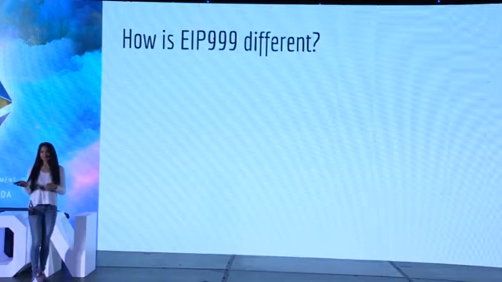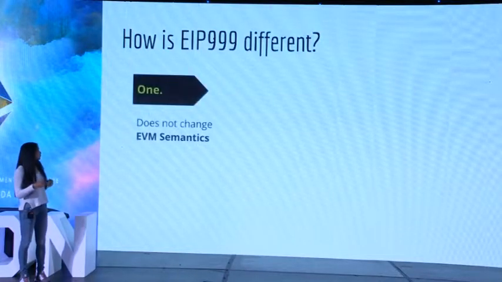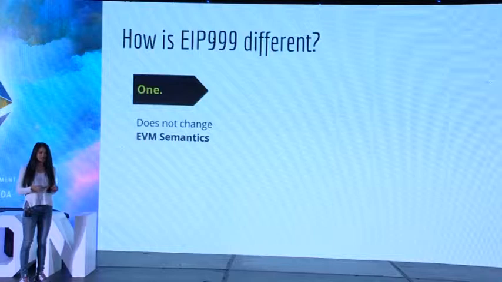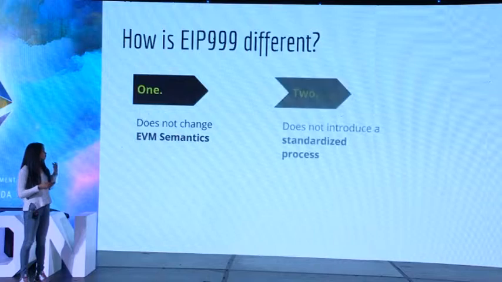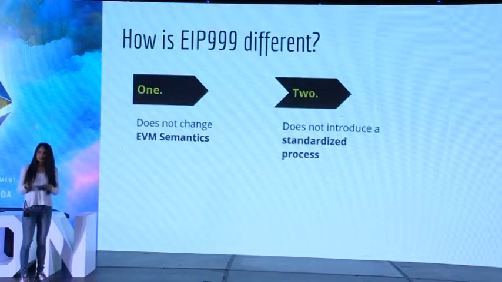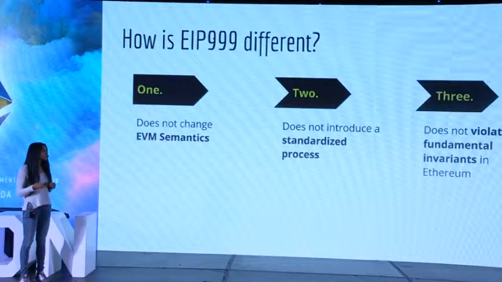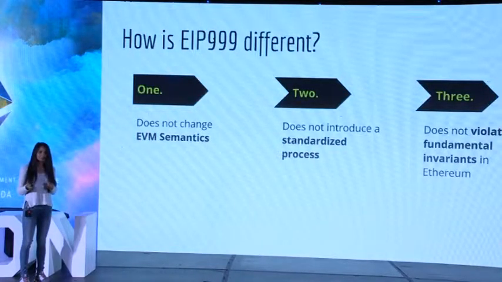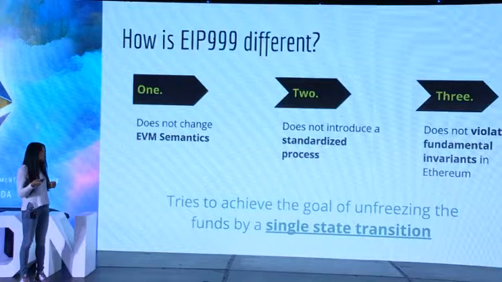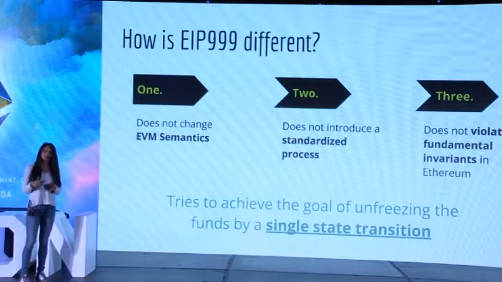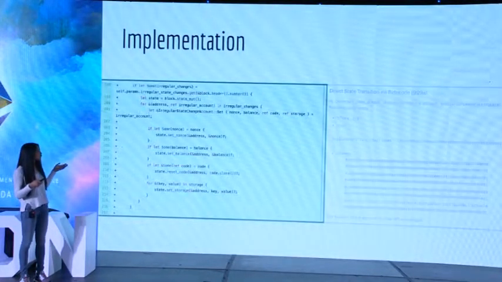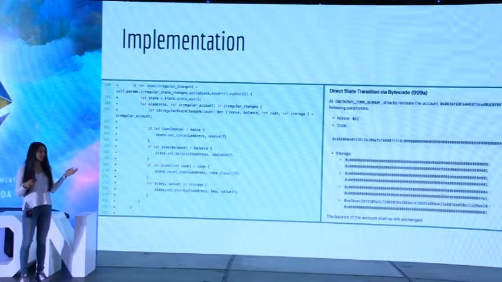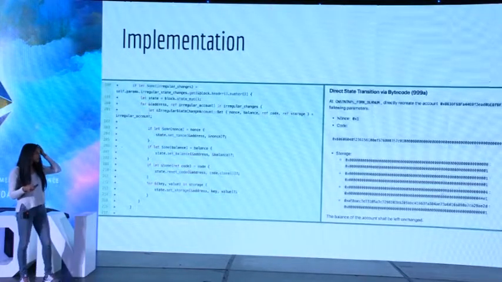So how is EIP 999 different? Well, for one, it doesn't change any EVM semantics. Unlike the proposal that Vitalik made, it doesn't actually change the semantics of the EVM. Two, it doesn't introduce any kind of standardized process. And three, it doesn't violate any fundamental invariants in Ethereum. What EIP 999 does is try to achieve the goal of unfreezing the funds with a single state transition. It's a one-time thing. Again, the implementation is an irregular change, and we're recreating the account at a certain fork in the future.